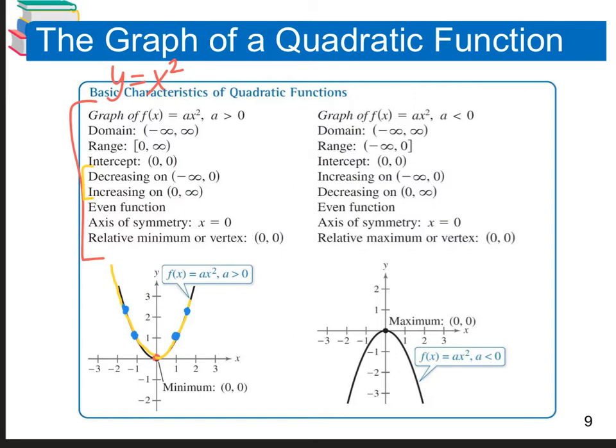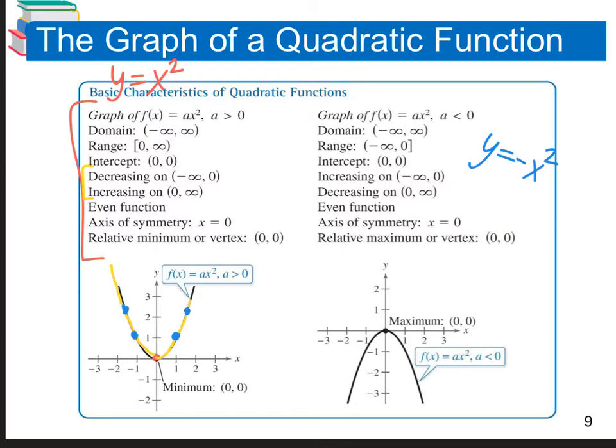Okay, and we see the other one on the right-hand side of the screen. Same thing, this is just with a negative a value. This would be like y equals negative x squared. And it has a lot of the same properties. Of course, the range changes because it has a maximum now instead of a minimum, but a lot of the same other concepts and properties hold.